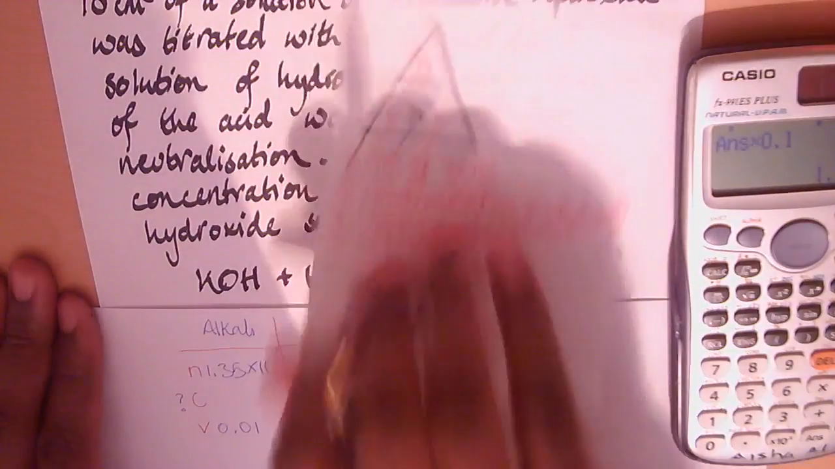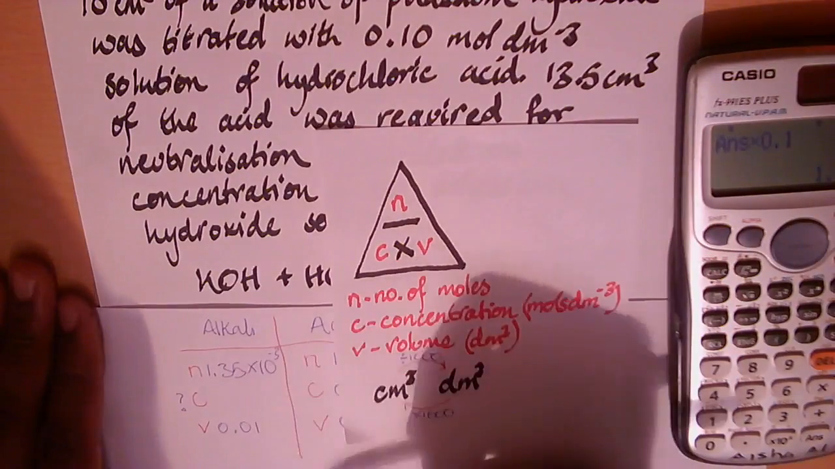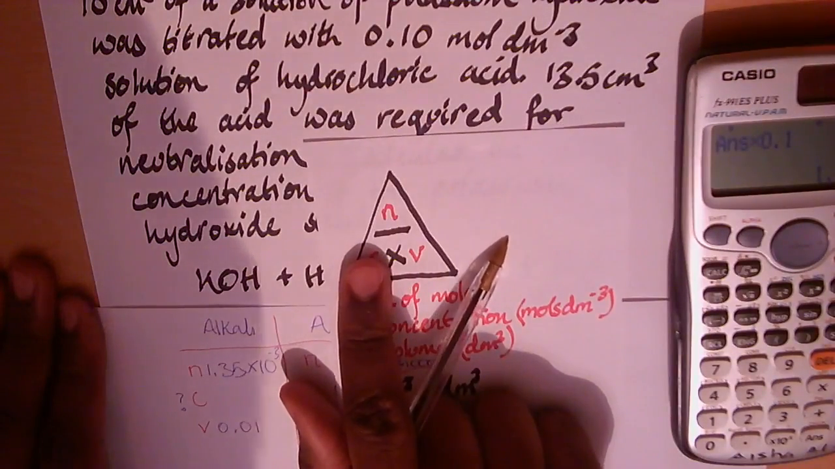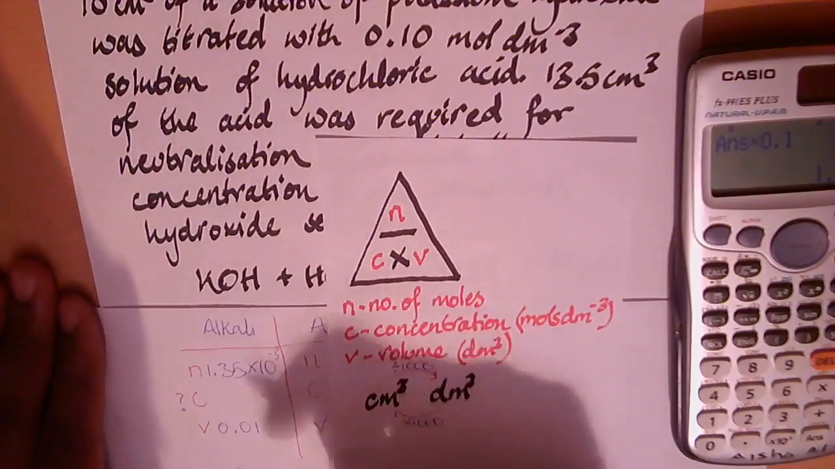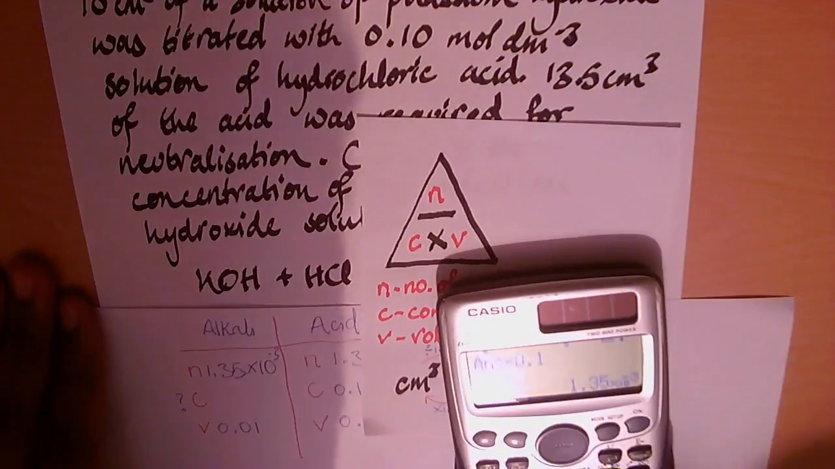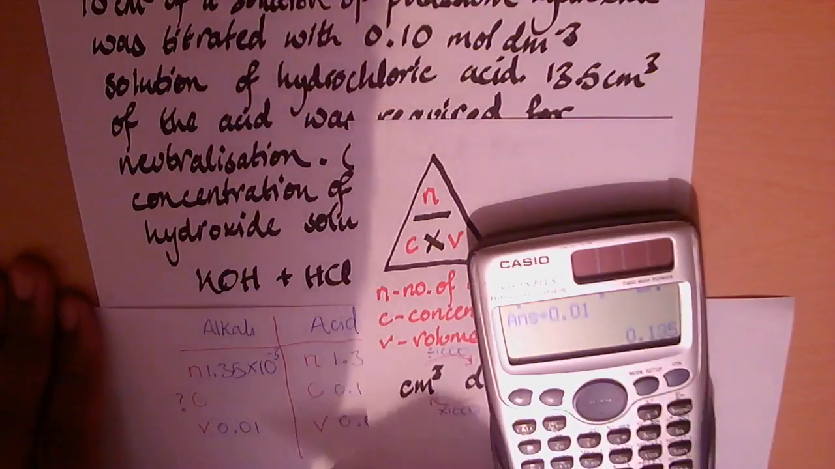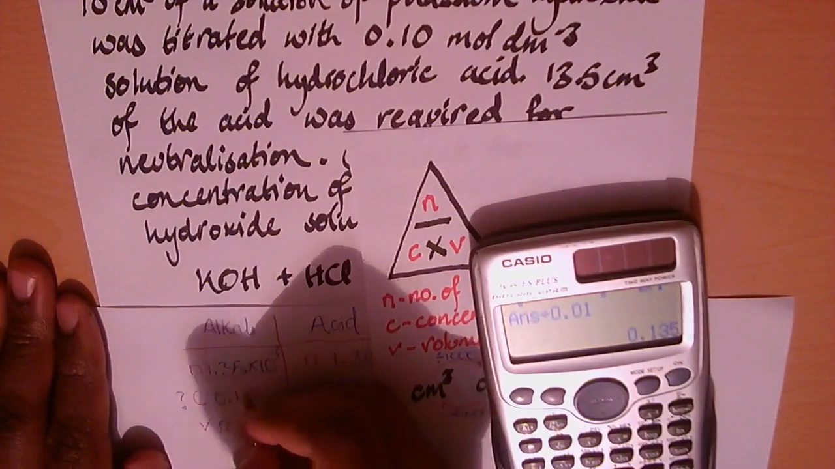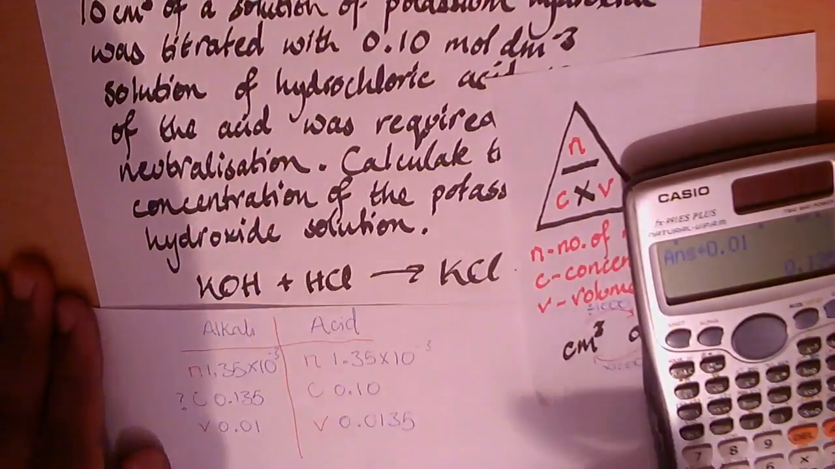And once again, using the formula triangle, we can now calculate our missing value, which is our concentration, by simply doing the number of moles divided by the volume. So that's 1.35 times 10 to the power of minus 3 divided by 0.01. This gives us an answer of 0.135 moles per decimeters cubed.